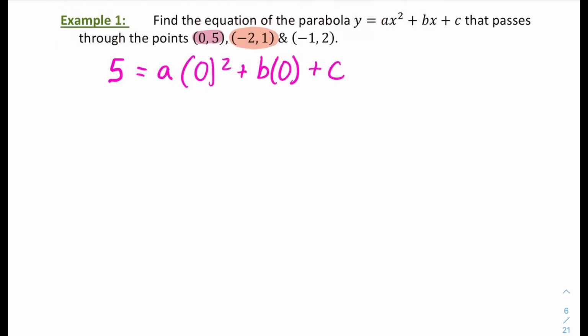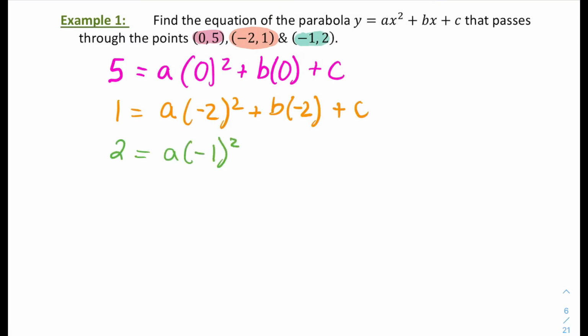different equations. So if I plug 1 in for my y value and then replace x with -2 in my standard form, I'm going to get an equation that looks like that. And then if I do my last point, if I replace y with 2 and my x with -1, I'm going to have my third equation. Now I am going to go ahead and simplify. So multiplying by all those zeros is just going to give me 5 equals c.